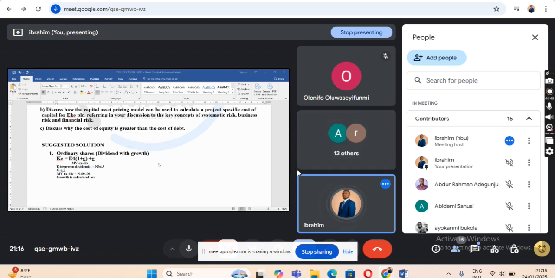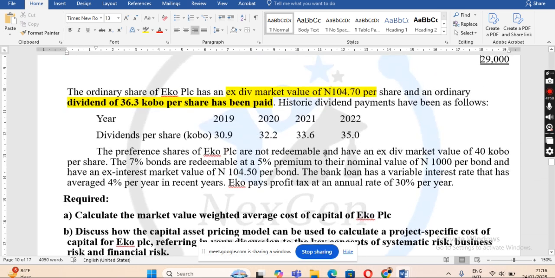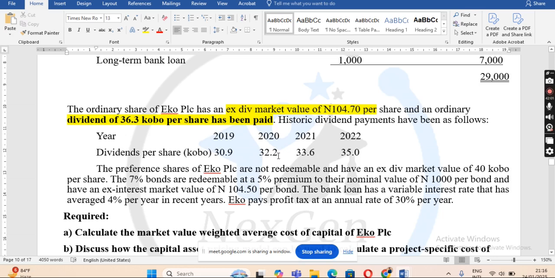Why? Because you are given a series of dividend. You are given a series of dividend. Let me show you the series of dividend, right? You can see it here. You can see the series of dividend, right? Now, you use extrapolation.